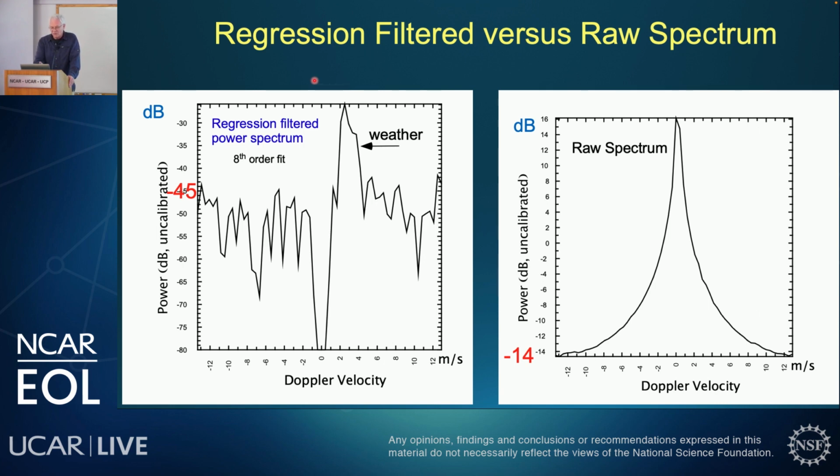And so here is the regression filtered signal, and there was the raw spectra. So the regression filter works pretty nicely. It actually brings out this signal that you would not see from the raw spectrum. So that's the action of the regression filter.